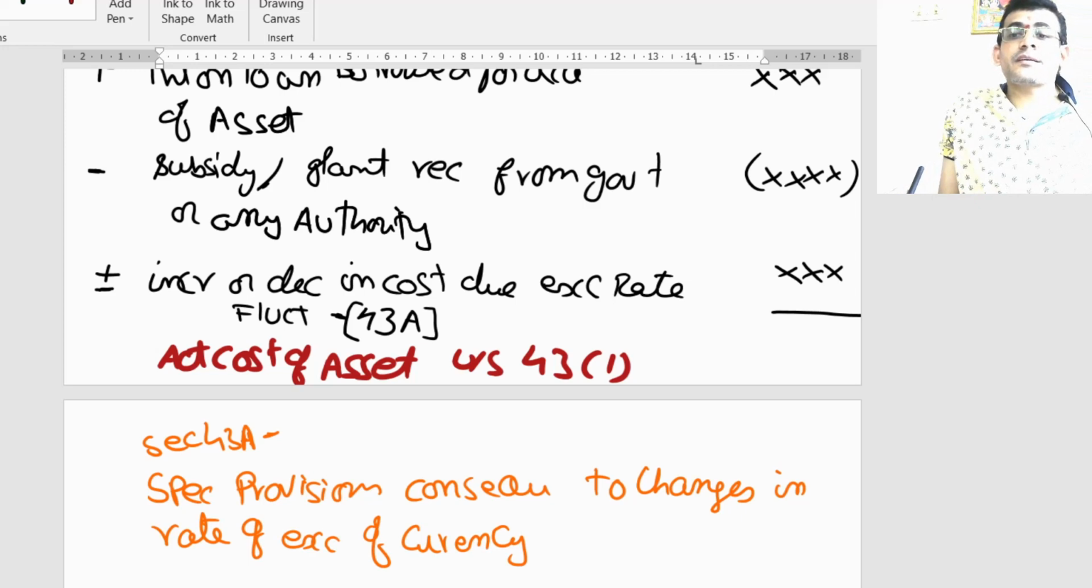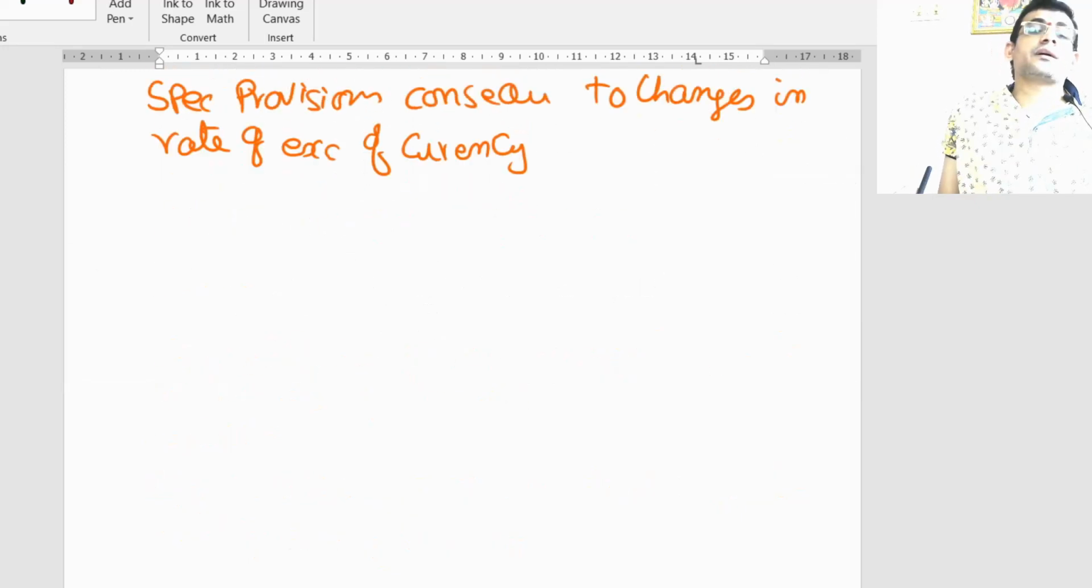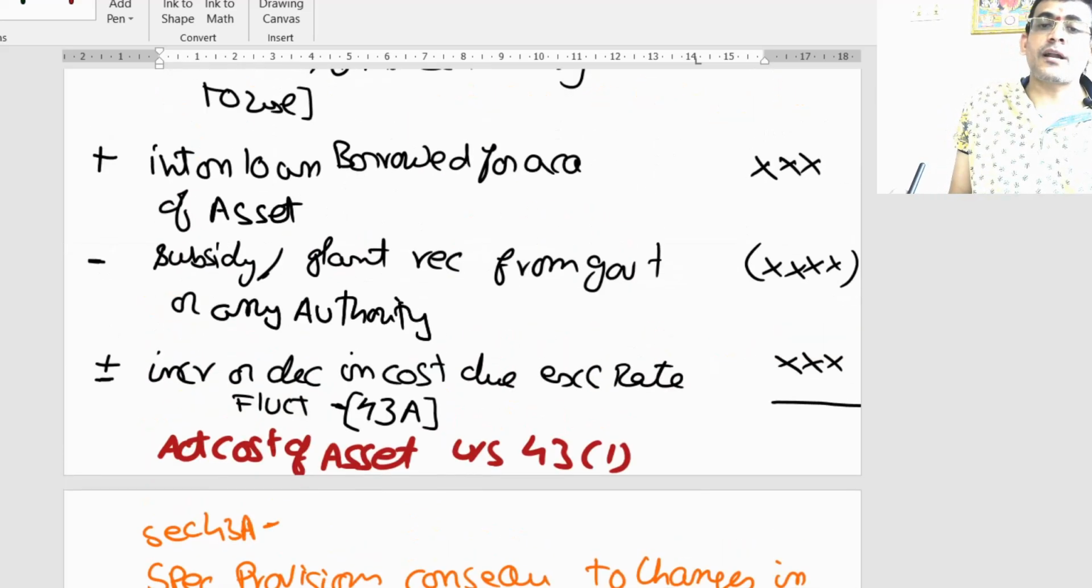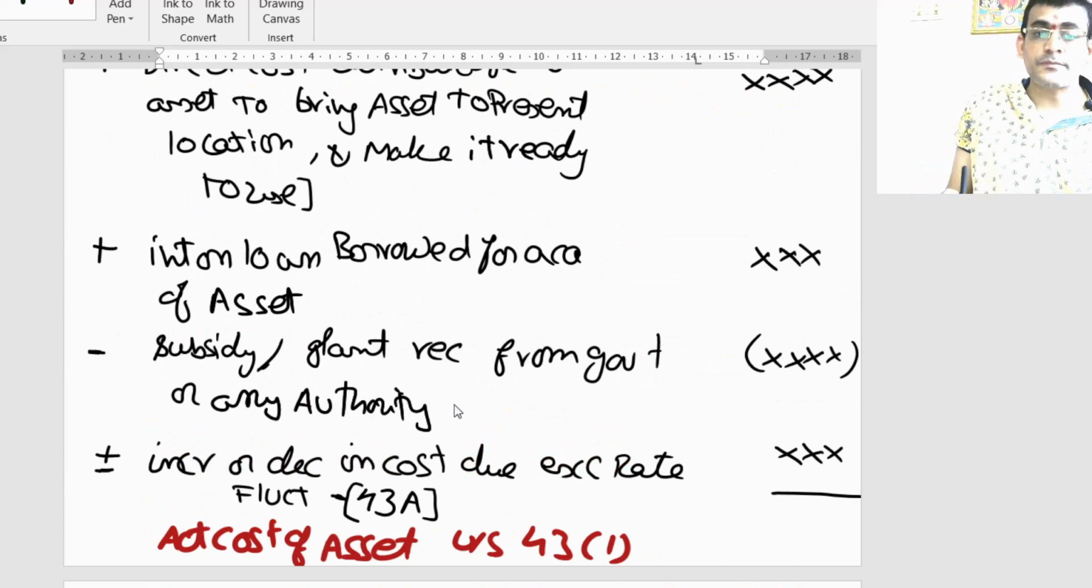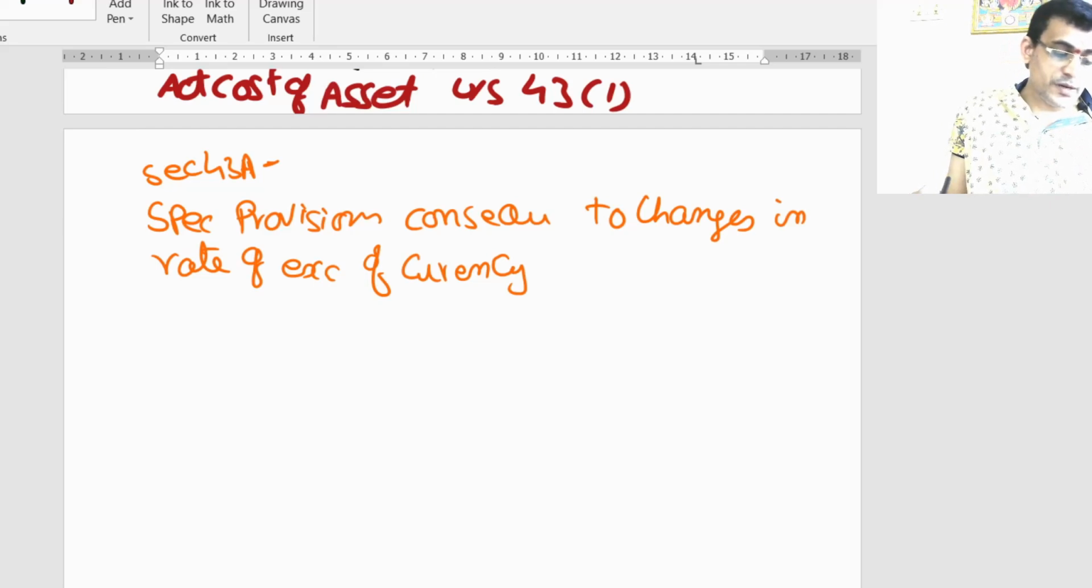Due to changes in the foreign currency, there may be some cases where I am paying more than what I am supposed to, and some cases where I am paying less. If I am paying more, I will add it. If I am paying less, I will reduce. When we are discussing foreign currency, I had mentioned the point of increase or decrease, addition or reduction. Let us take a small example here, with which we can understand 43A. It's very simple.